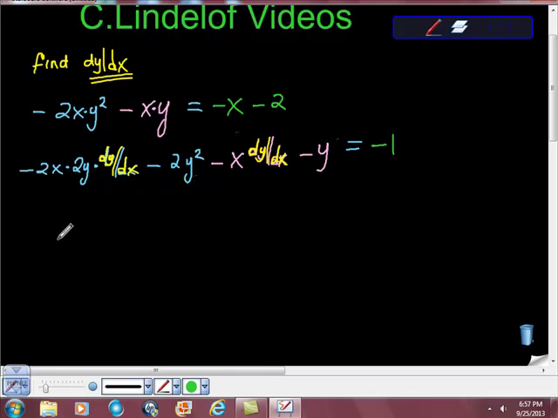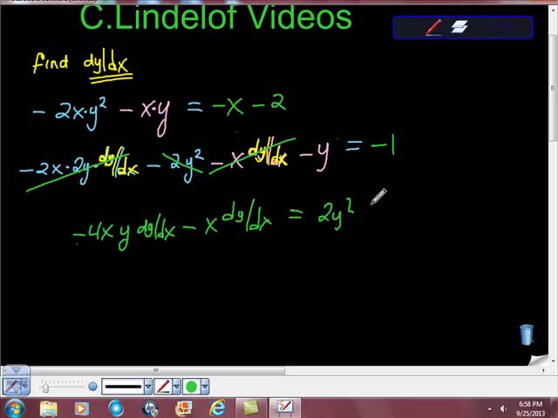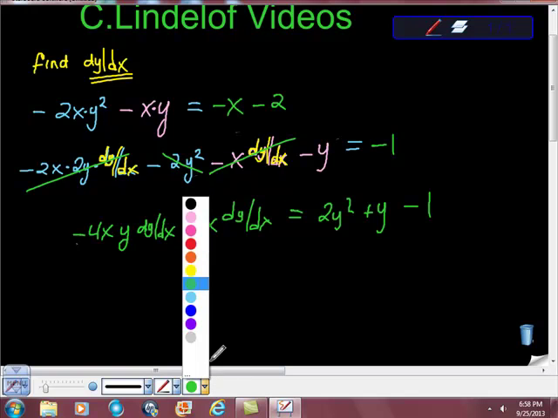I'm going to leave negative 2x. I'm going to multiply this and this and get negative 4xy dy/dx, minus this, minus x dy/dx. And to tell you the truth, I'm probably going to just cross these out as I get rid of them just so I can keep track of where I am. I'm going to add the other ones to the other side, so I'm going to add positive 2y squared to both sides, so I get 2y squared here. I'm going to add a positive y to both sides to get y here, and this negative 1 was already here, wasn't it?